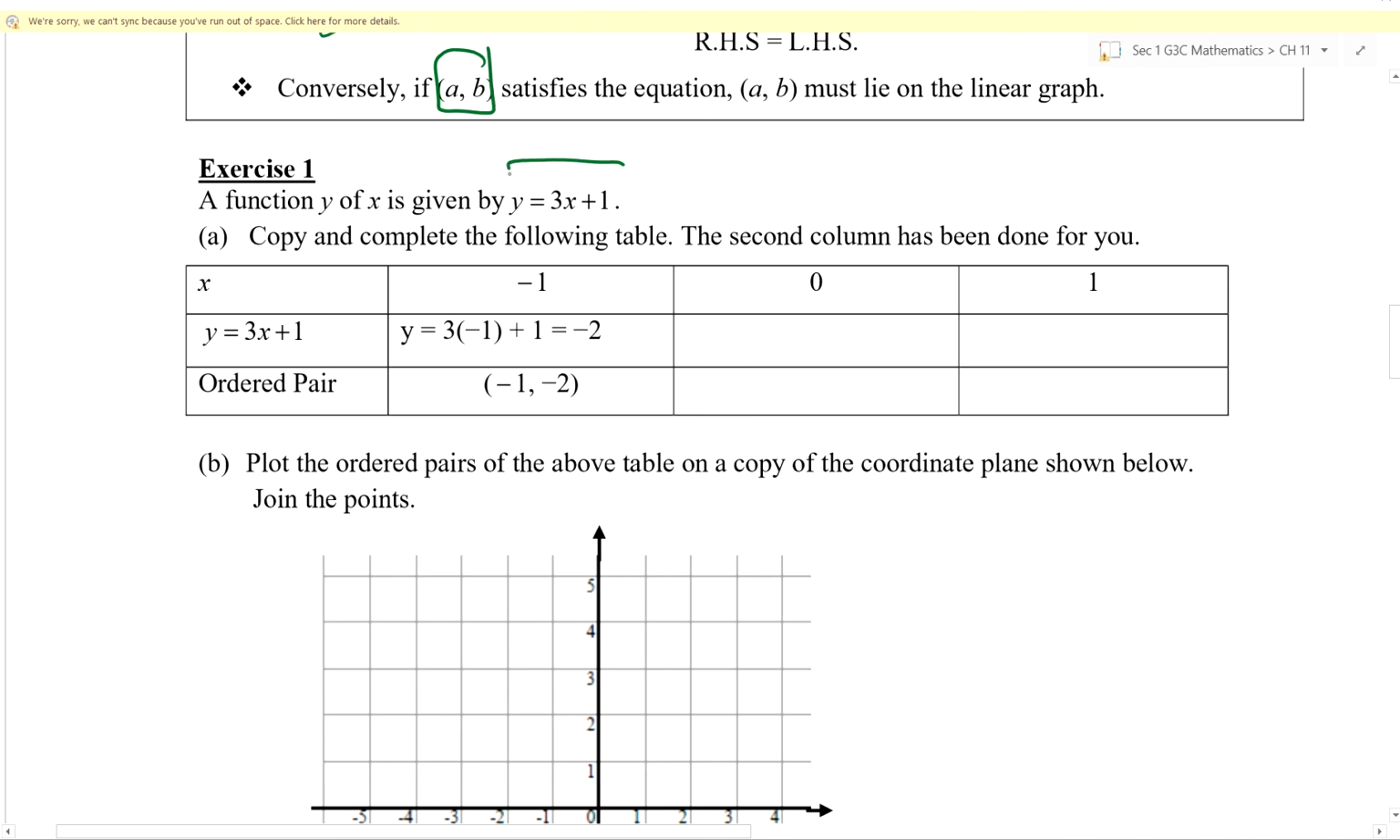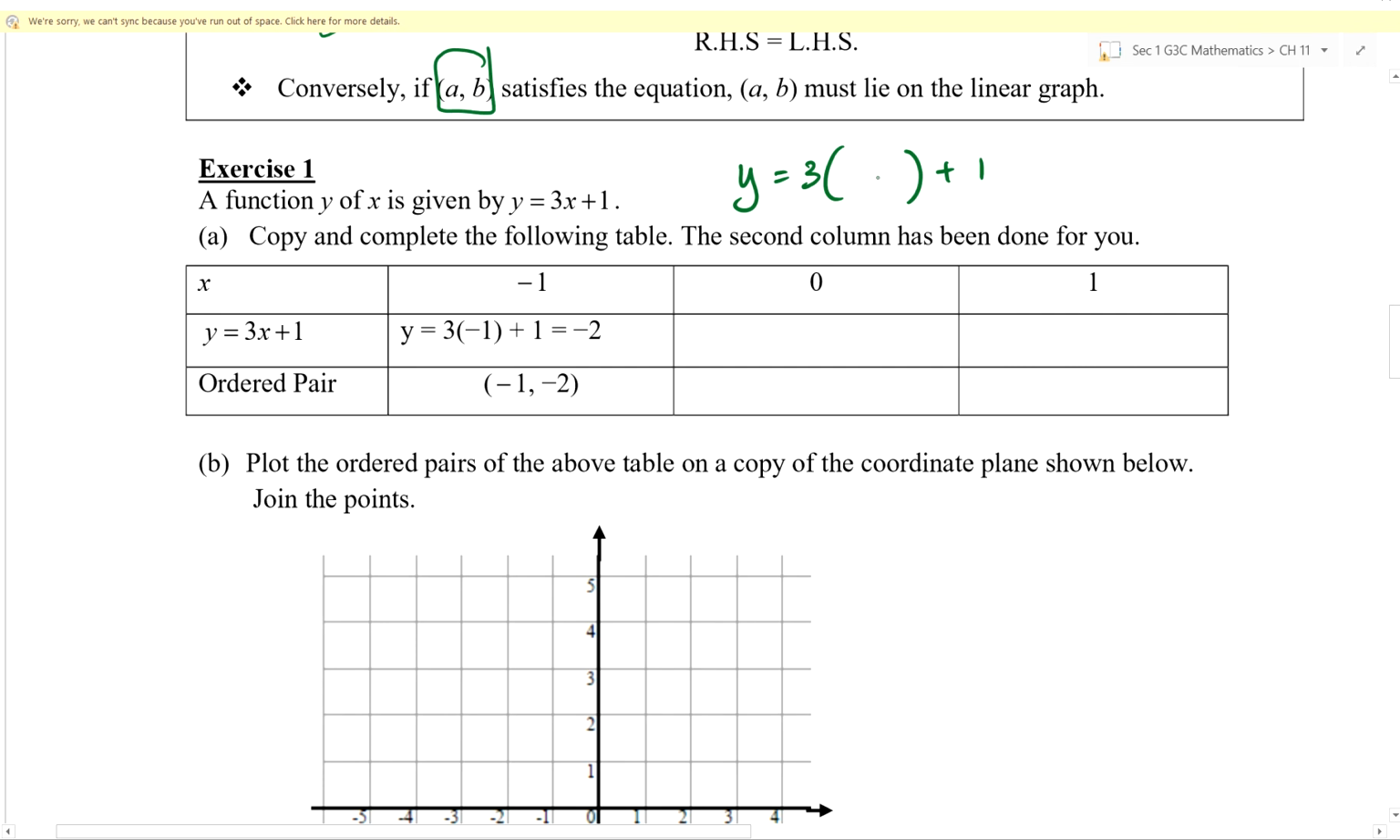So here we have a function y equals 3x plus 1. We have to complete this table. So in the first case, when x is equal to -1, we need to find the y value. How I like to do this is by writing y equals 3, put a bracket, plus 1. I know that this is supposed to be x. So instead of writing x now, we put in -1 for the very first value of x. So we see 3 times -1 plus 1, and the value is -2.